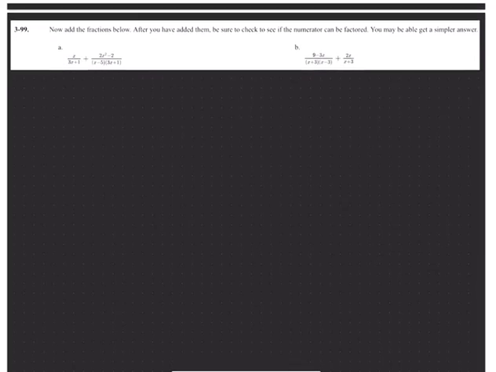So they gave us two problems for problem number 99. Now add the fraction below. After you add them, be sure to check to see if the numerator can be factored. And then if it can be factored, we're going to put it in the simplest form. Sound good? So I'm going to write this out.